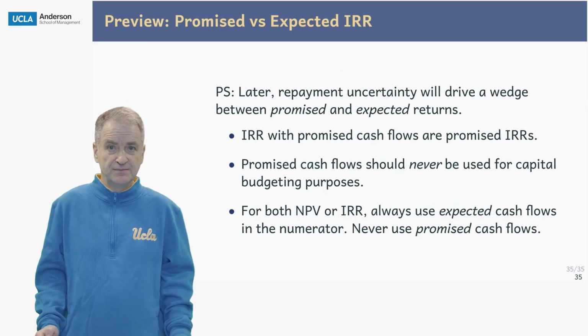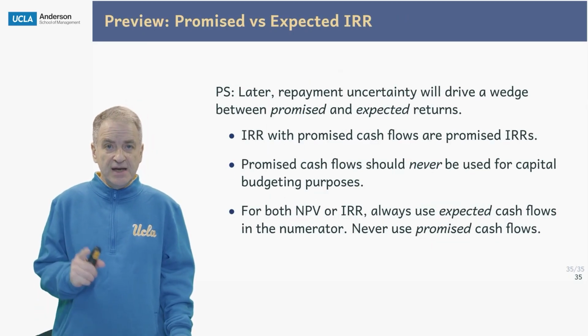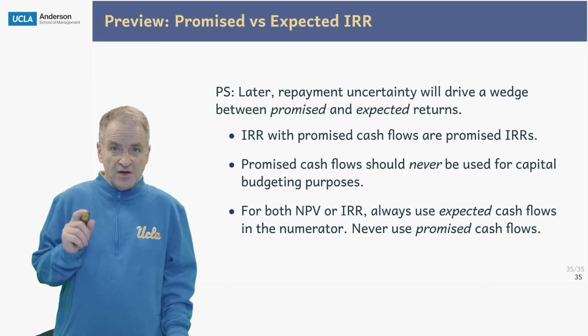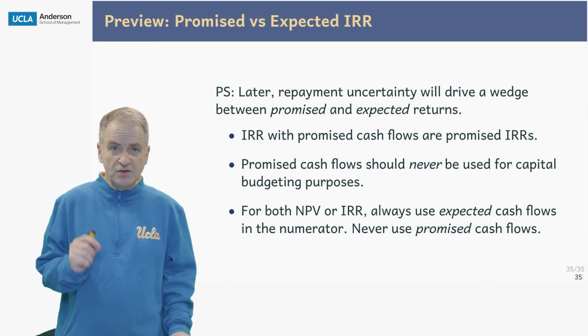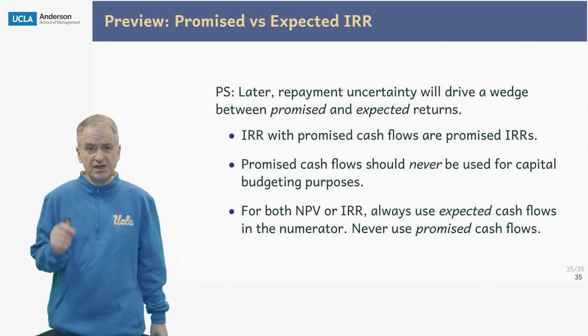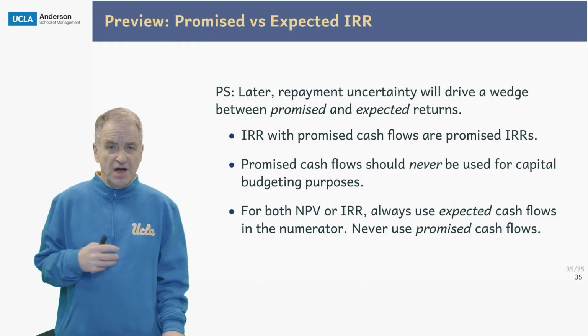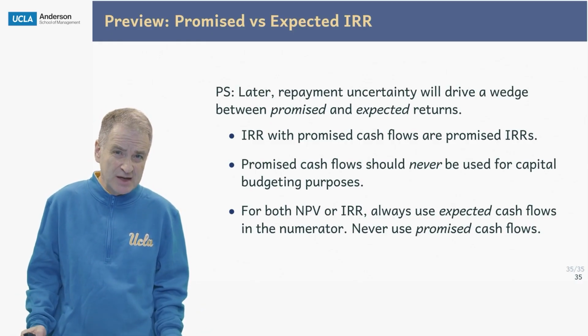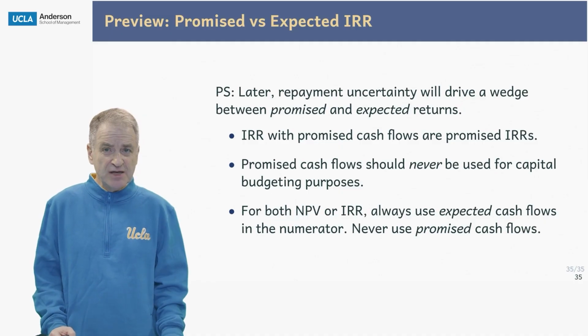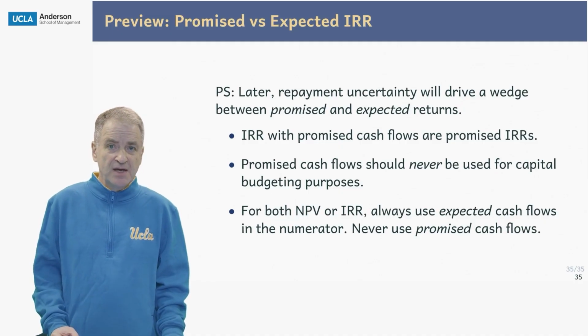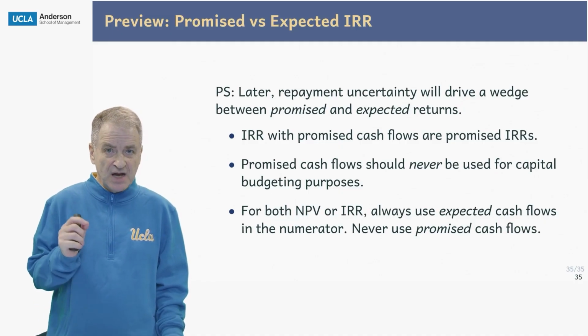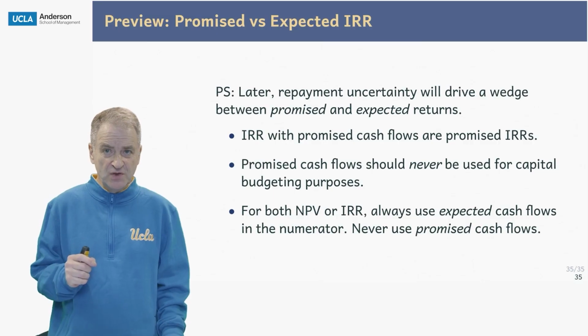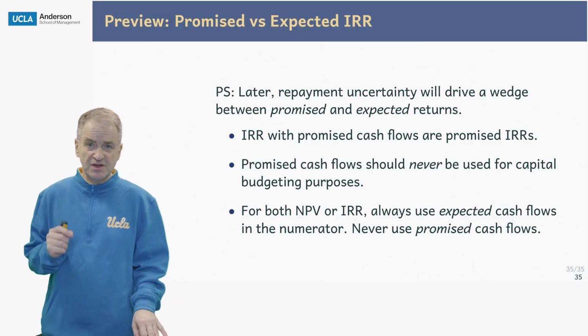Now, later in this book, repayment uncertainty is going to drive a wedge between promised and expected returns. So I may promise to pay you $100, but I don't always return $100, in which case your expected rate of return is lower. Now, if you're going to use IRR with promised cash flows, all that you get is a promised internal rate of return.